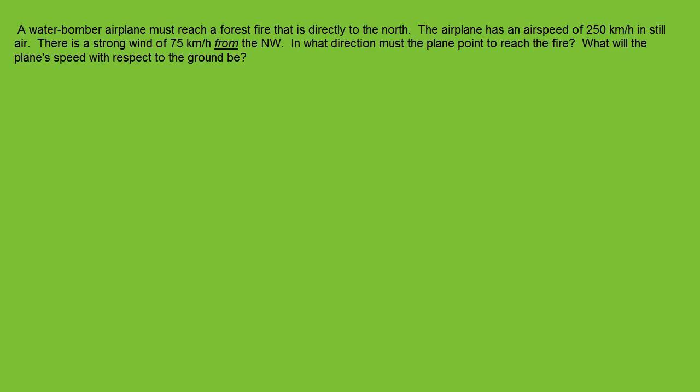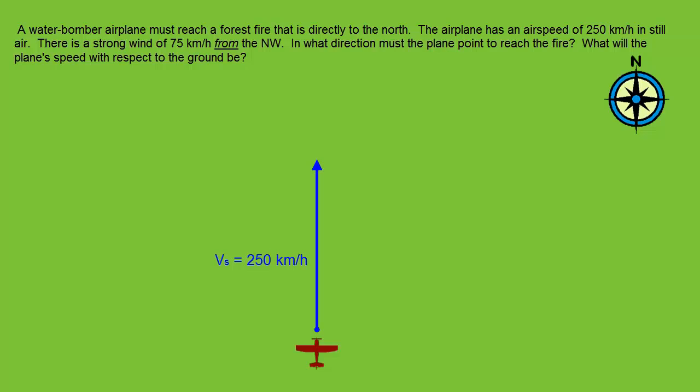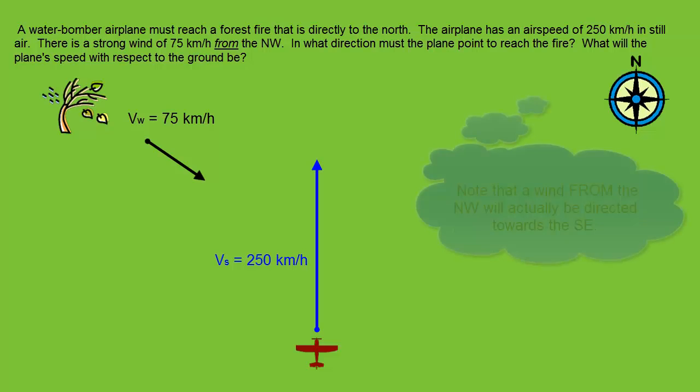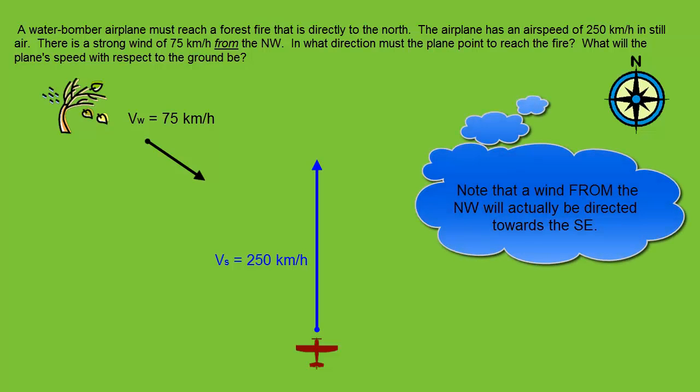Let's revisit that previous vector navigation problem using a concept called vector subtraction. So it's the same question we've just seen, where the water bomber must reach a forest fire that's directly to the north. And we know the airspeed of the bomber is 250 kilometers an hour in still air. And there's still a wind of 75 kilometers an hour from the northwest. And a wind direction from the northwest means towards the southeast, as shown.